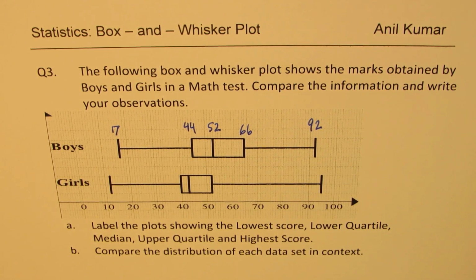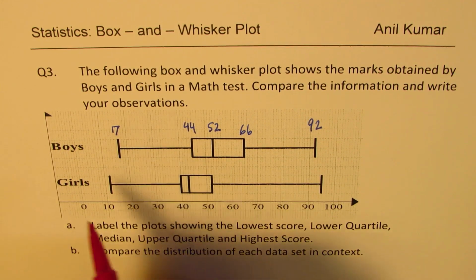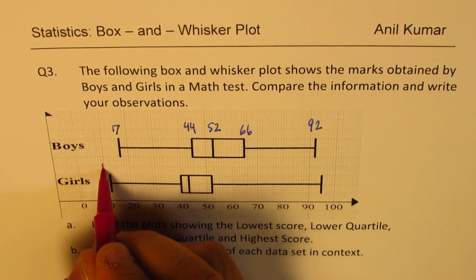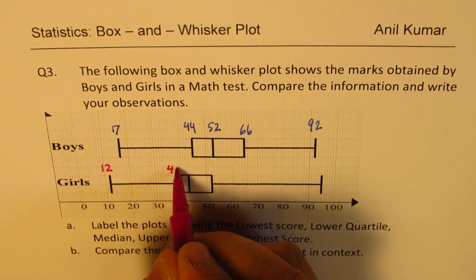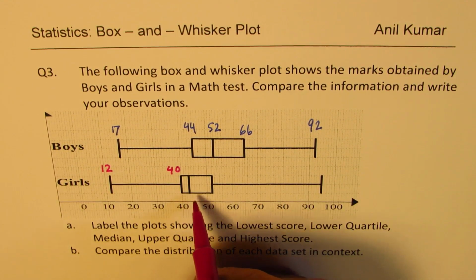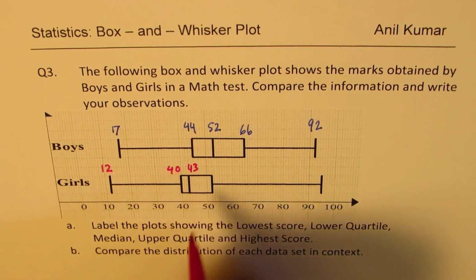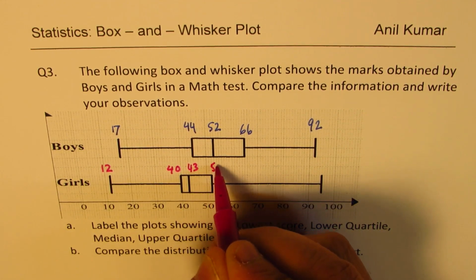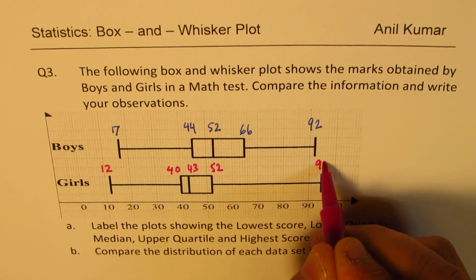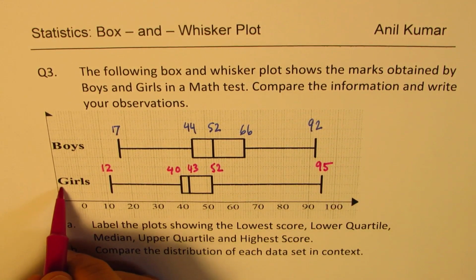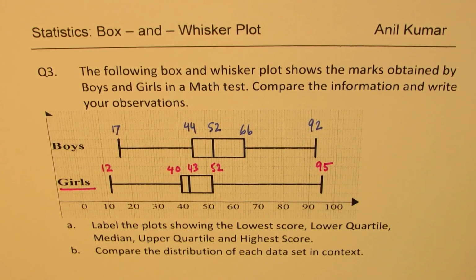As far as the girls are concerned, the values for the girls are, this lowest value seems to be 12, and then here we have 40. The middle seems to be 43. Q3 is 52, and the highest mark is 95. So those are for the girls. Now we have these values.